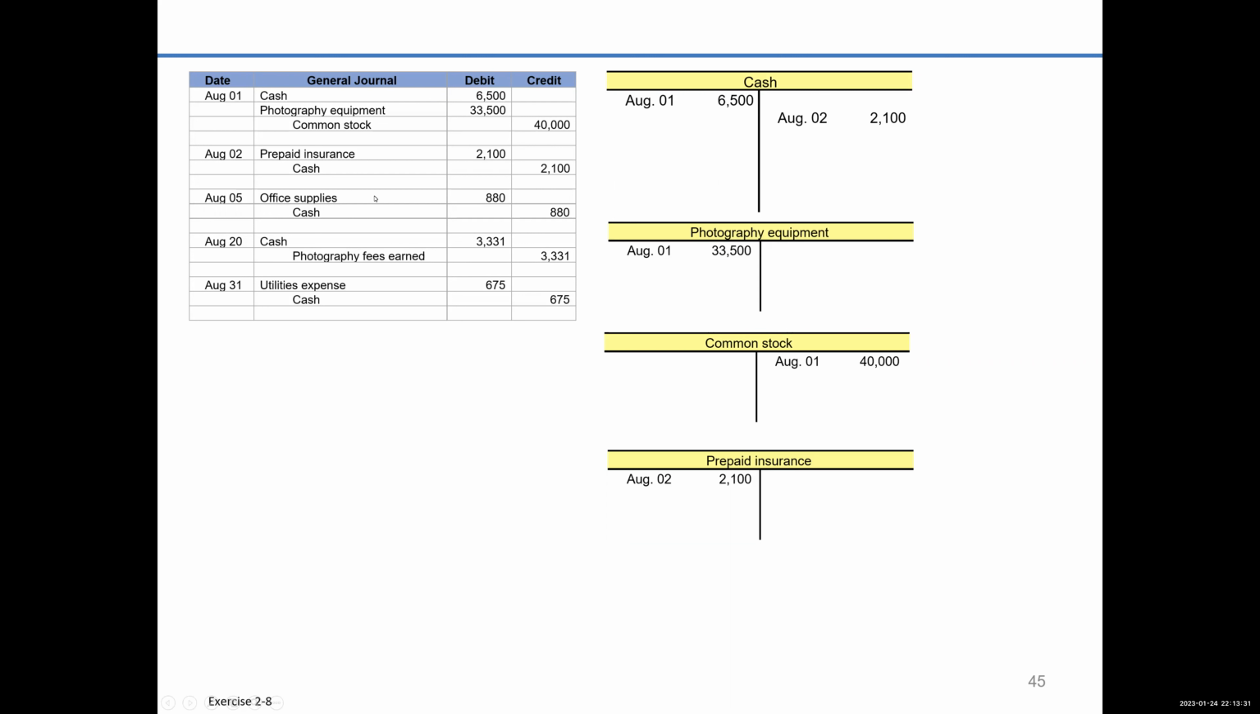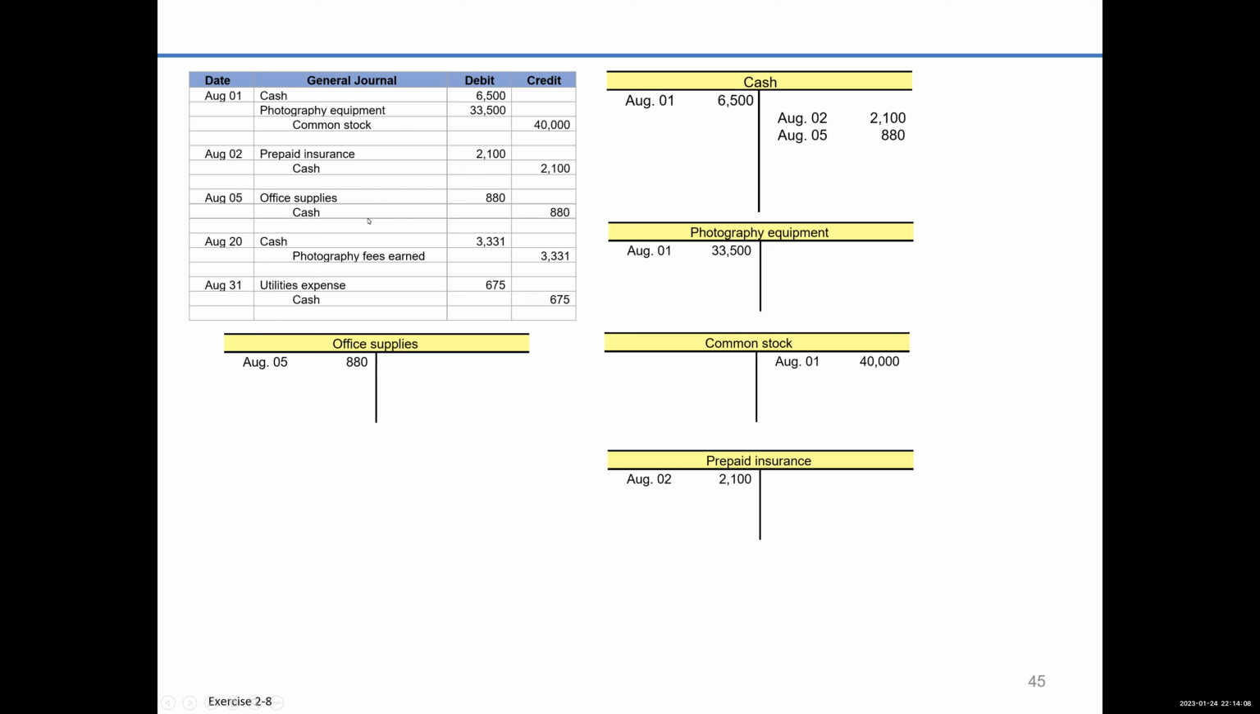Let's move to August 5th. Office supplies, debit $880. Well, we need an office supplies account, so let's do it. And we know that it's a debit of $880, so put it over there, debit of $880. The next line is a credit to cash, $880. Again, we've got a cash account and we're posting a credit, so we're going to put it over here, $880. Of course, it's August 5th. Well, we're done with the August 5th entry.